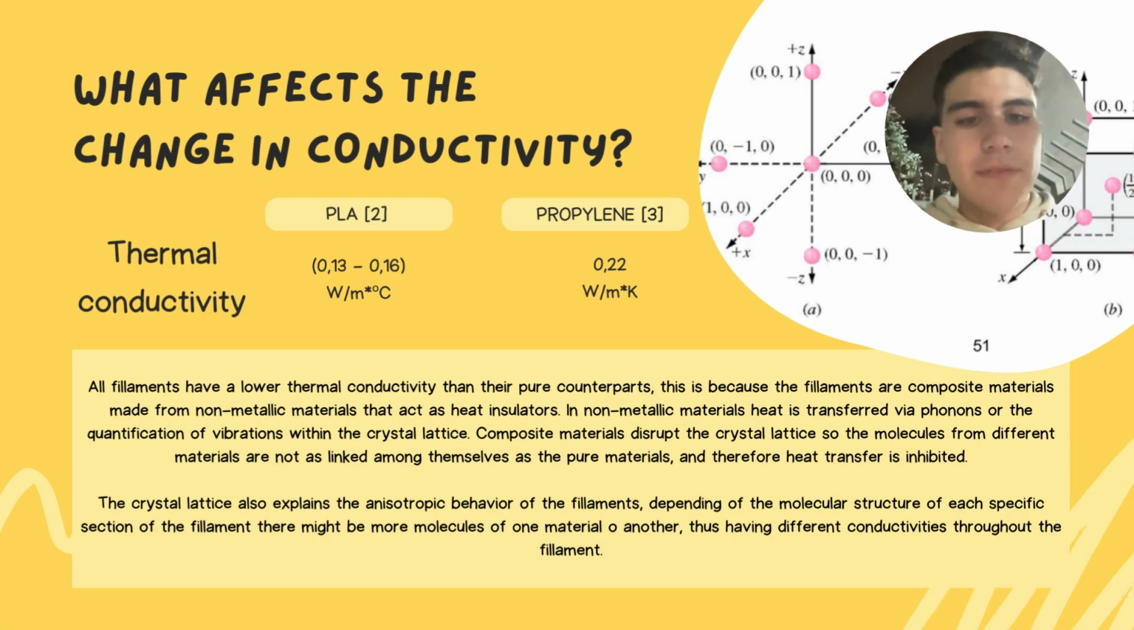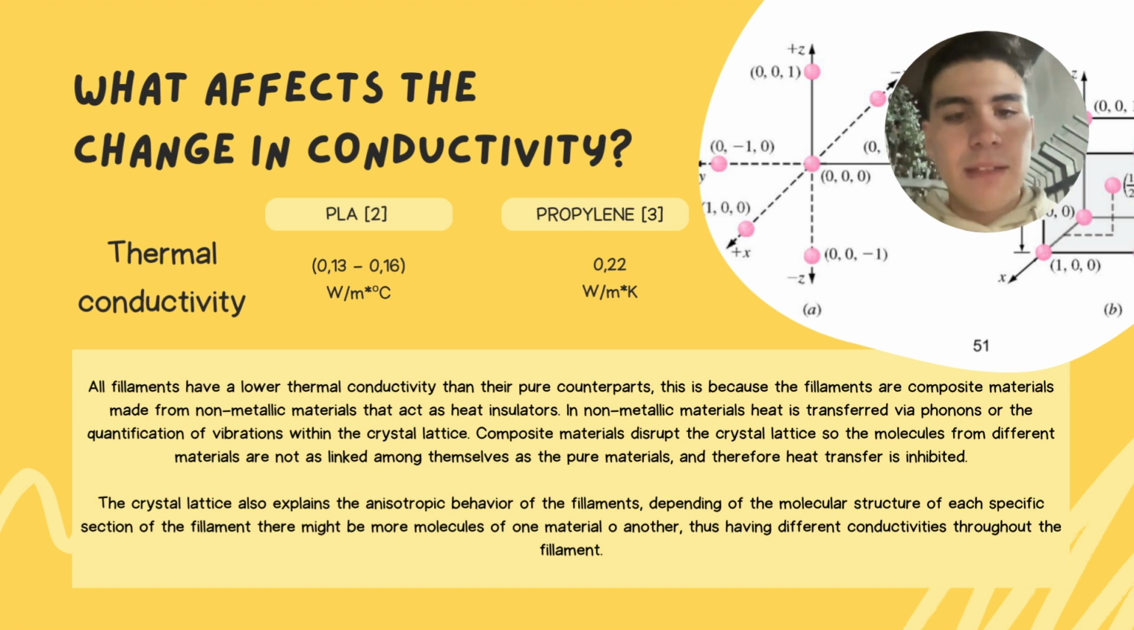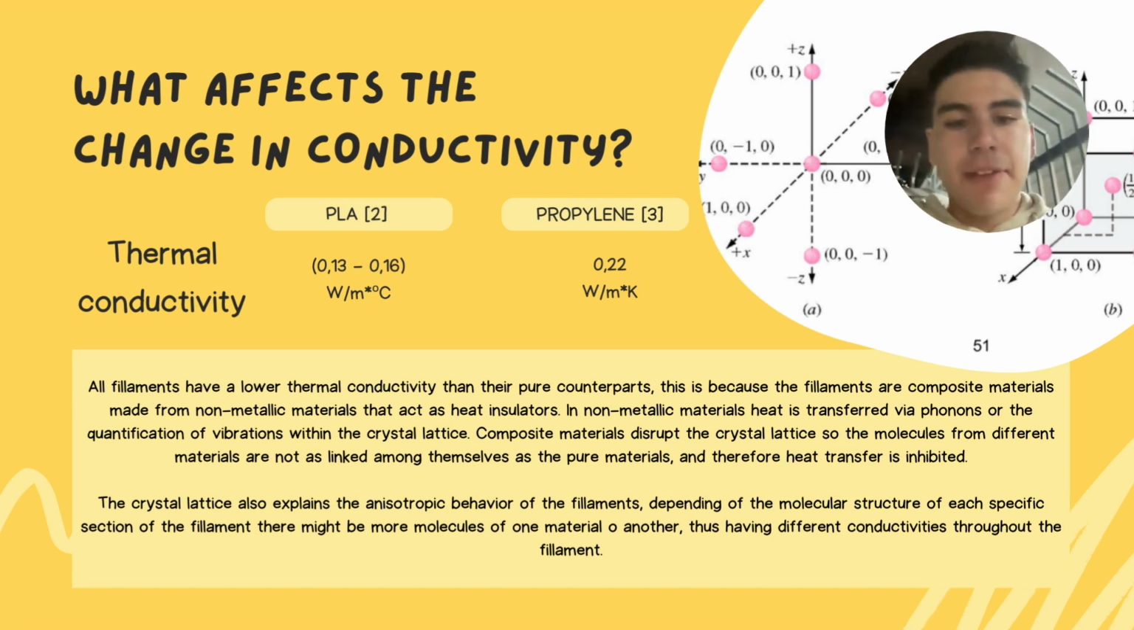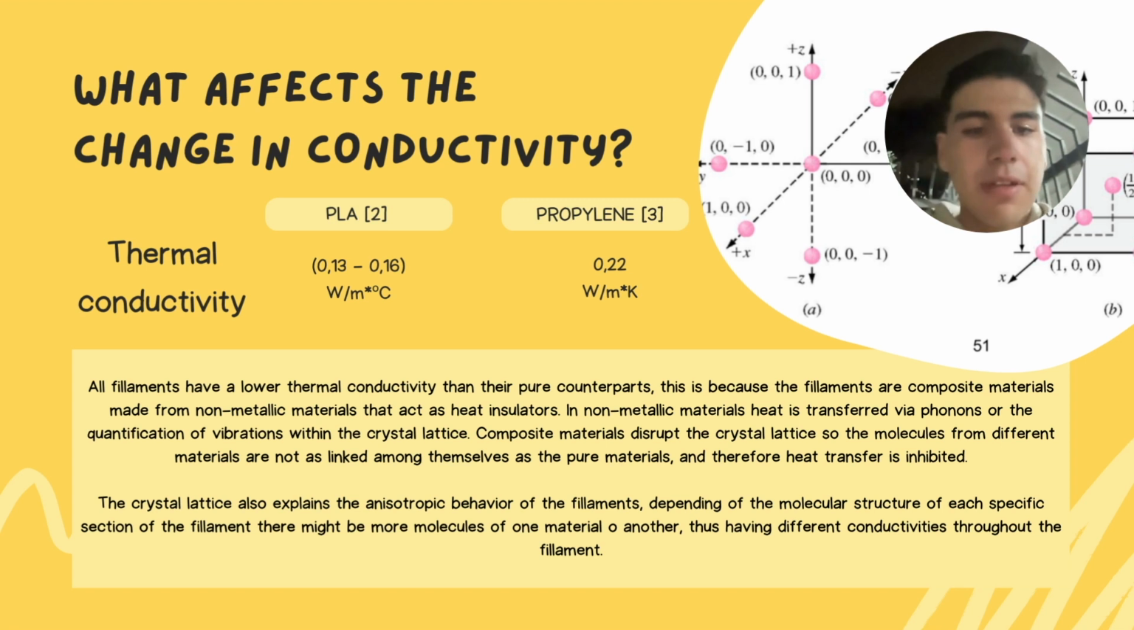Now, what affects the change of conductivity? For this, we're going to compare the thermal conductivity of pure and composite materials. The thermal conductivity of polylactic acid varies from 0.13 to 0.16, and propylene is 0.22. Here it's clear that all filaments have a lower thermal conductivity than their pure counterparts.